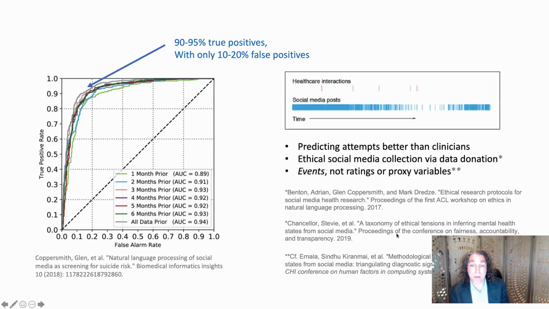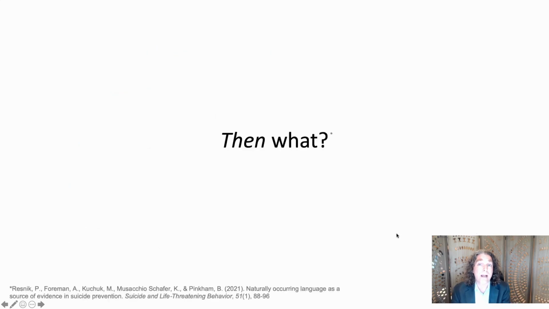Now, one of the reasons I like this paper is that it is predicting attempts better than clinicians do, but also because it made great use of data donation as an ethical way to collect data. And it focused on an actual outcome or event-related variable, as opposed to proxy kinds of annotations or labels or buckets, as is very common in this kind of approach. Now, having said how much I like this paper, I have to say it raises the question that is being discussed today a great deal of, then what?